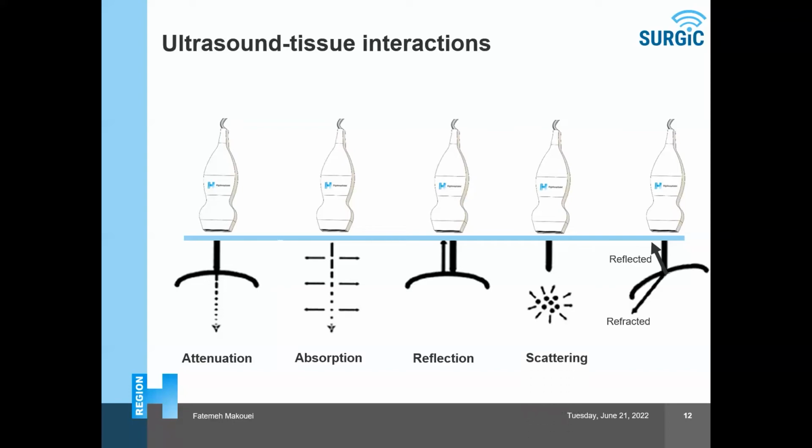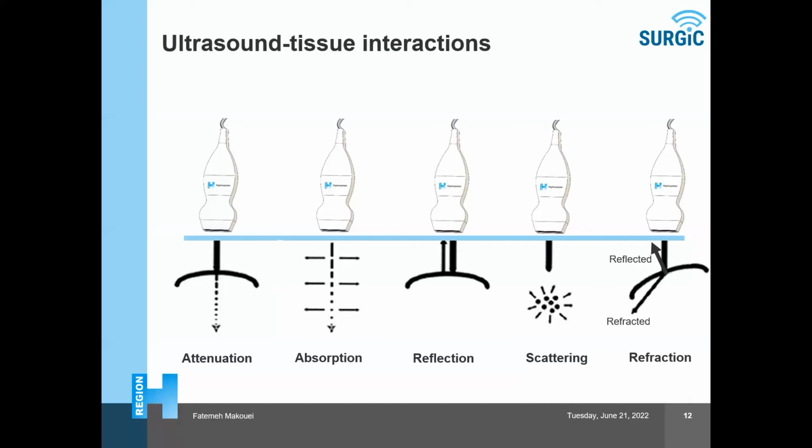Scattering occurs when a sound wave strikes a structure with a different acoustic impedance to the surrounding tissue, and this object is smaller than the wavelength of the incident sound wave. Such structures are known as diffuse reflectors, with examples being red blood cells and non-smooth surfaces of the organs.